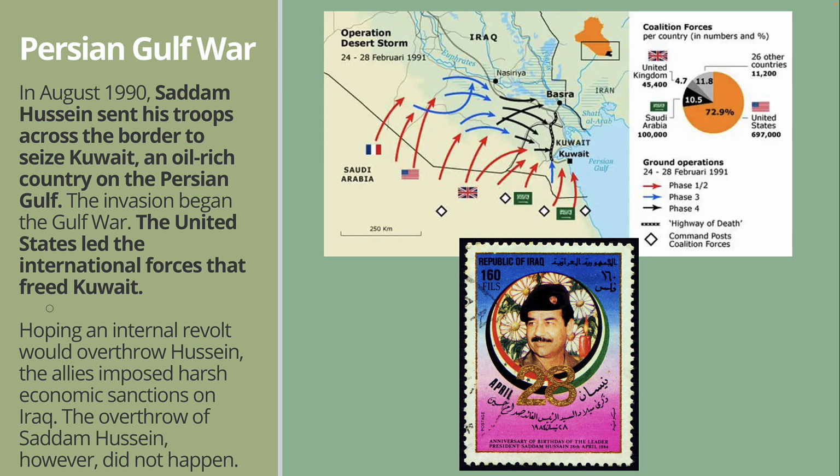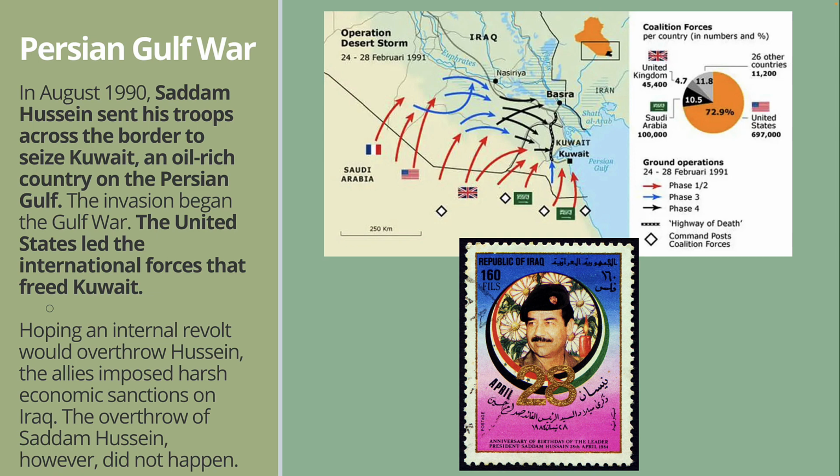In 1990, Saddam Hussein sent troops across the border, right? So this is Kuwait right here. So he sent his troops across the border to seize Kuwait. This is Kuwait right here, which was an oil-rich country along the Persian Gulf. Okay, this is Iraq. This is Kuwait. So he's now sending all of his troops into Kuwait. This led to a Gulf War. So the United States then led international forces. They sent in troops to help free Kuwait from Saddam Hussein and Iraq. And that was called the Persian Gulf War.